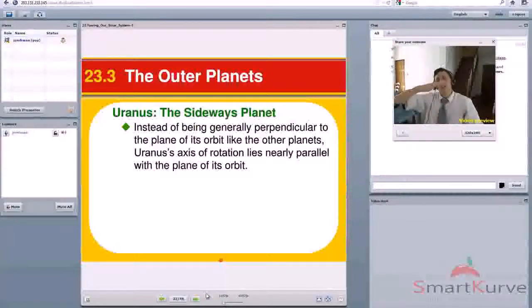Mike says Pluto is not a planet. There's some debate on the matter. We've talked about that already. All right, let's move on. So that does it for the planets.